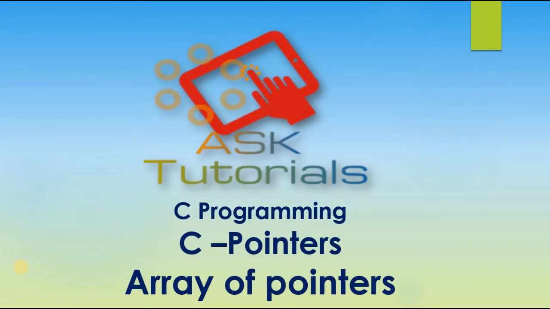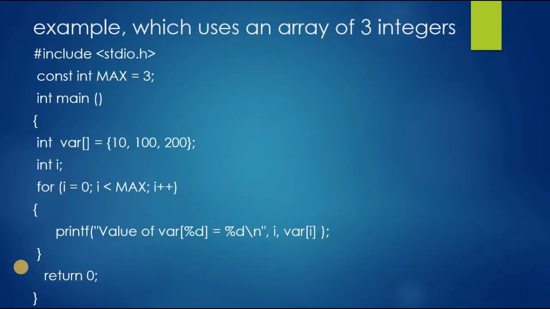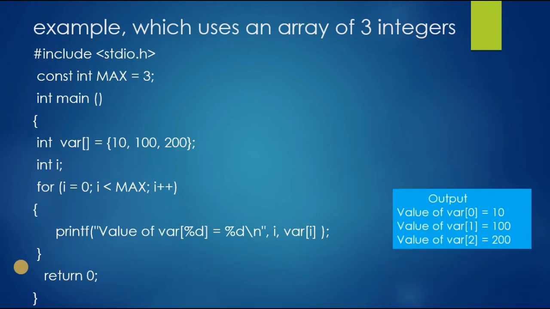Now let's get started with the video. This is a simple example of an array which holds 3 integers. Here we declare the array named var, which holds 3 elements inside curly brackets. When we execute this program, we will get an output like this: the value of var at the 0th position, at the first position, and at the second position. The array elements will be displayed here.